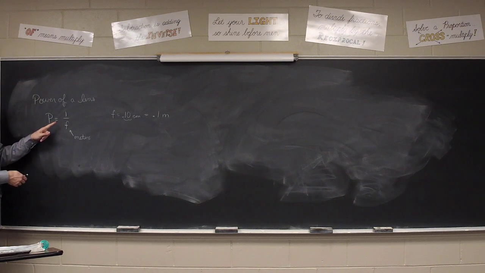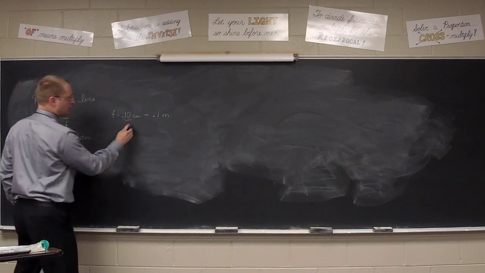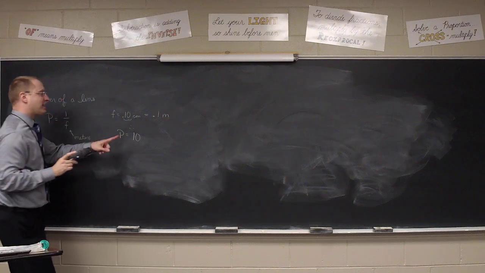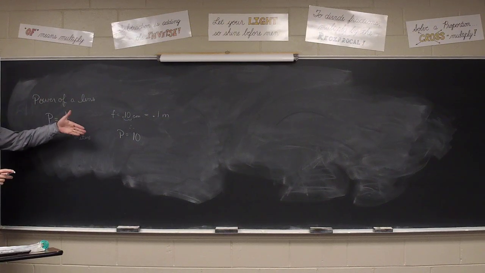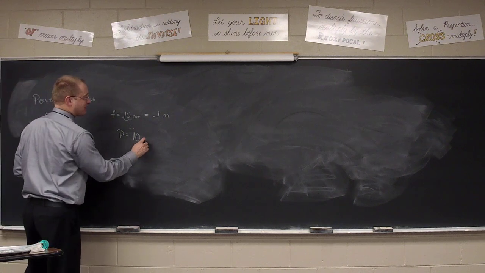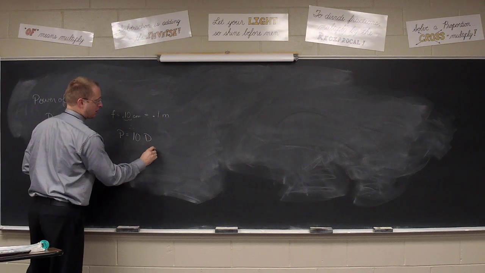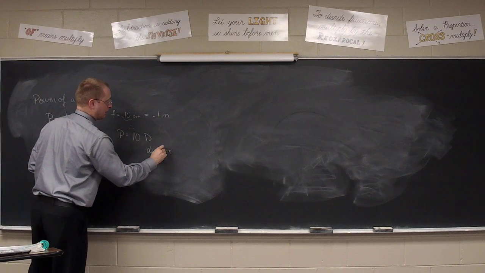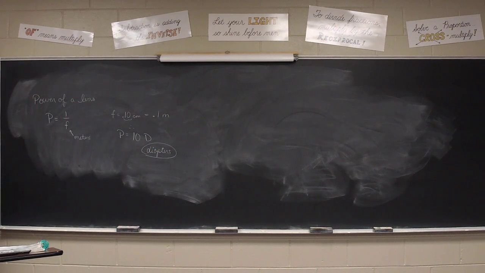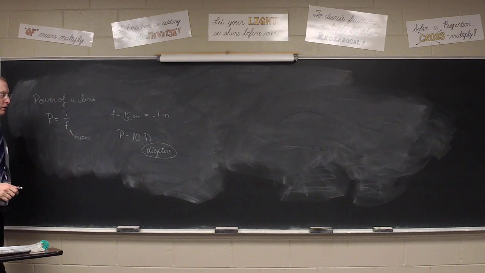But then the power of that lens, we take the reciprocal of 0.1, which is 10. And when we take the reciprocal of meters, when we're dealing with a lens, we'll call it diopters. Diopters is the unit for power, and we'll just represent it with a capital D. So 10 diopters would be the power of that lens.